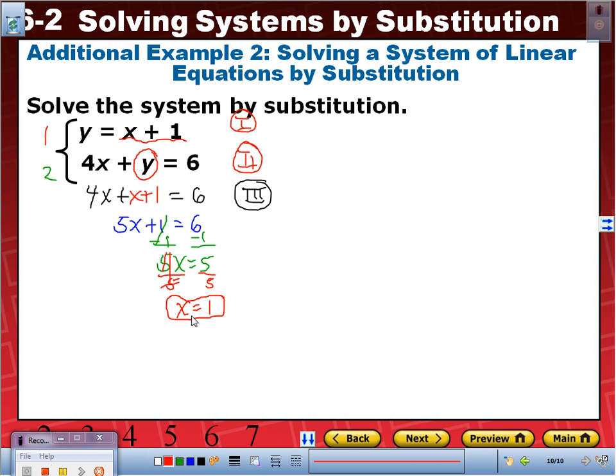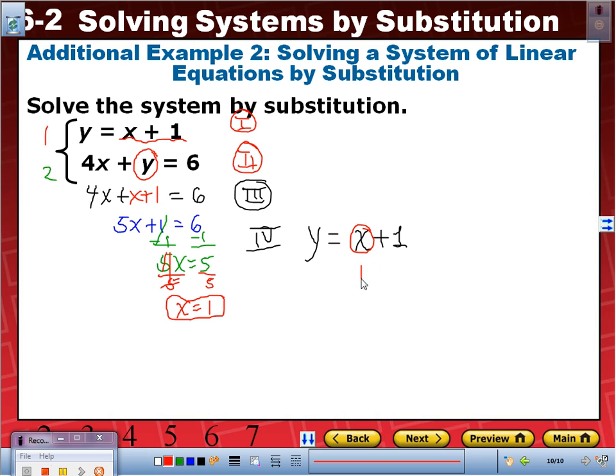Step 4, all we need to do now is substitute this value into one of the two equations. Which is the easiest one to substitute it into? The first one. So I'm going to rewrite the first one, which is y equals x plus 1. And instead of x, what am I writing?